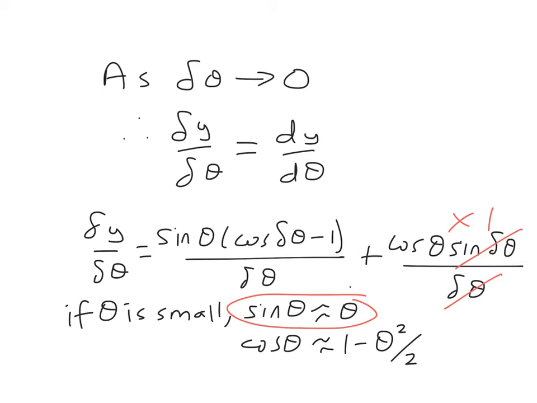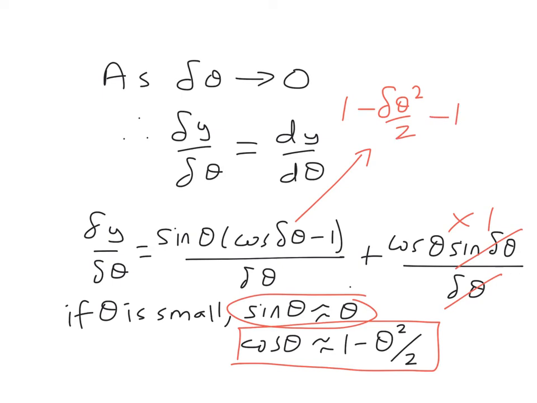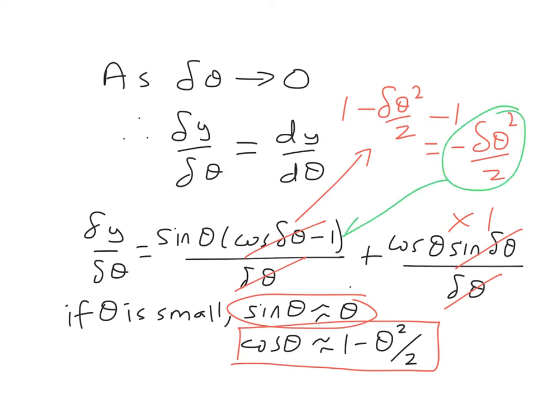And cos delta theta, remember delta theta is small, this only works if delta theta is small. So cos delta theta is going to be 1 minus delta theta squared over 2. So this is going to become 1 minus delta theta squared over 2 minus 1. That's obviously going to be equal to minus delta theta squared over 2. So this over that can be replaced by this part in here. So let's write this out neatly on the next slide.